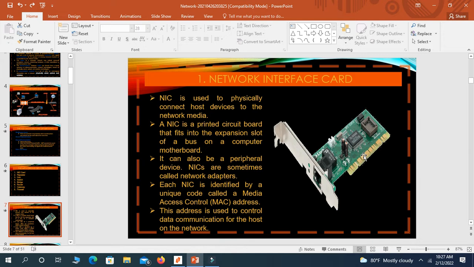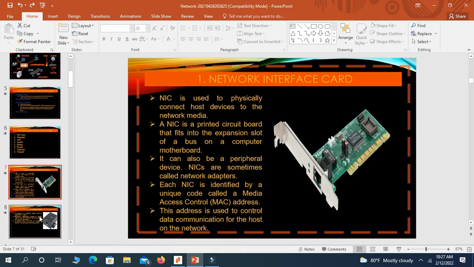MAC address. What is a MAC address? Each device has its specific MAC address, the media access control address, as well as an internet protocol IP address. So we have already told here that each network interface card is identified. It is actually for identification purposes. So each NIC is identified by a unique code that is called a media access control address.